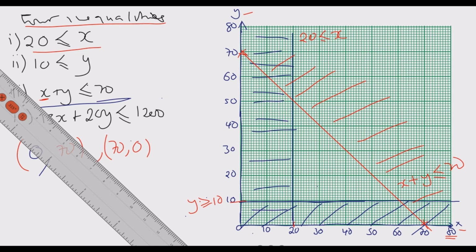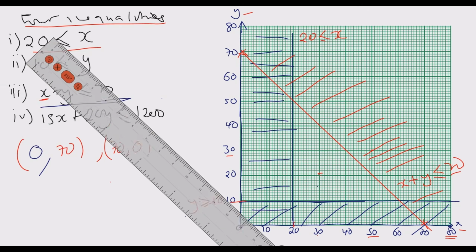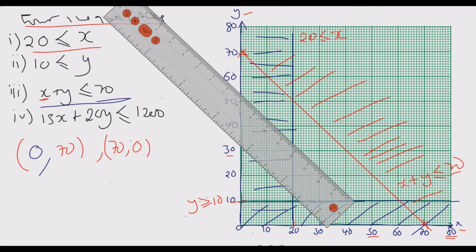So if you picked a point here which is 50, basically 30, when you add these two, it will give us 80. So that 80 is in the unwanted region because it's greater than 70. But if you pick any point inside here, what you notice is 20 plus 30 is 50. 50 is less than 70, so it's part of the solution and all the points on the line. Then we go to the last one, which is the last inequality, which is this one.